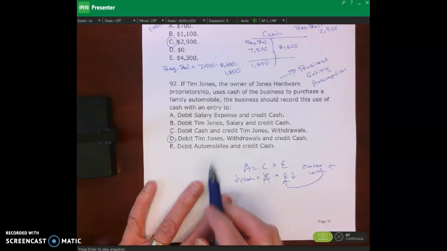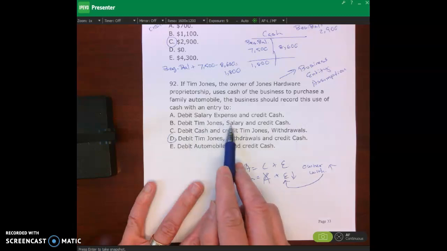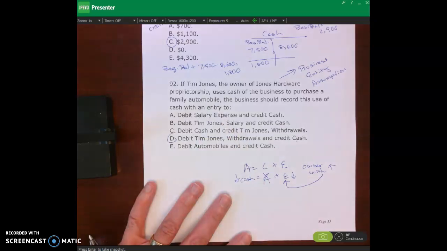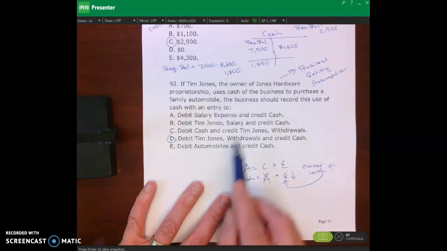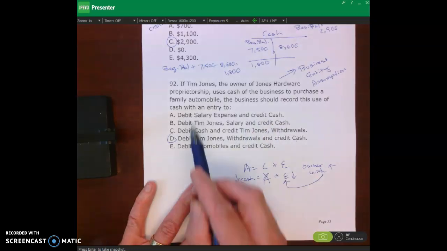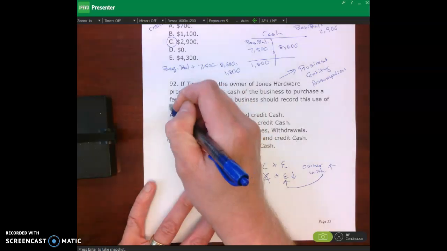So you can't debit cash. Debit cash would mean cash is going up, so that doesn't make any sense. This is not Tim Jones' salary. He has to withdraw the money to buy the family car. And it's not salary expense, credit to cash. It's not that because he has to withdraw the money to buy the family car. This would mean that he bought it for the business, which is not the case. Family car.